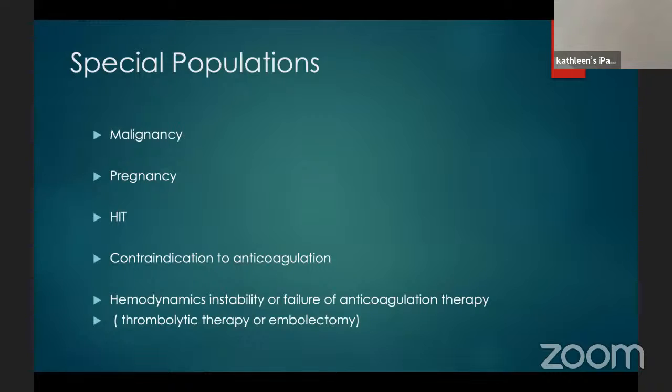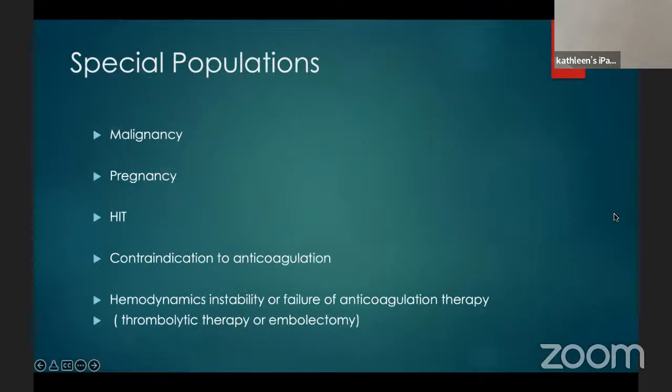Examples of special populations that would affect the mode of treatment include patients with malignancy, pregnancy, heparin-induced thrombocytopenia, contraindication to anticoagulation, hemodynamic instability, or failure of anticoagulation therapy. In that case, thrombolytic therapy or embolectomy should be considered in appropriate patients. Next slide.